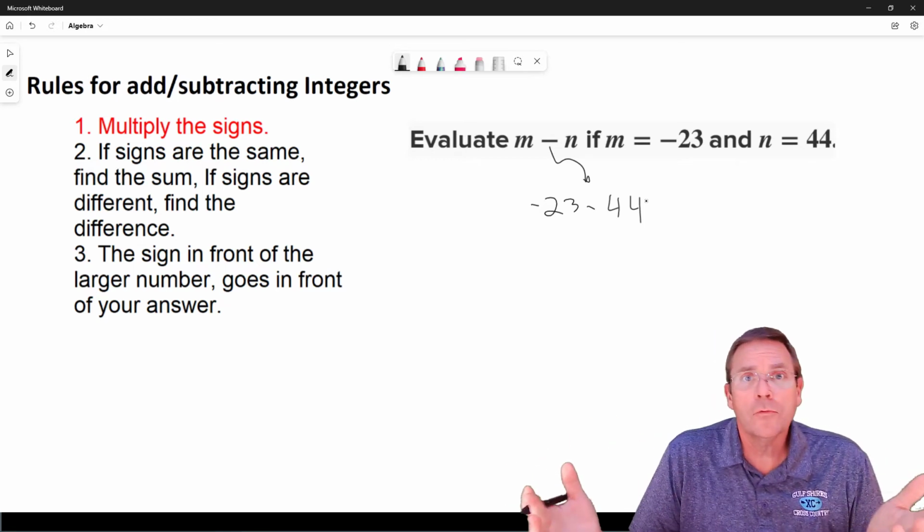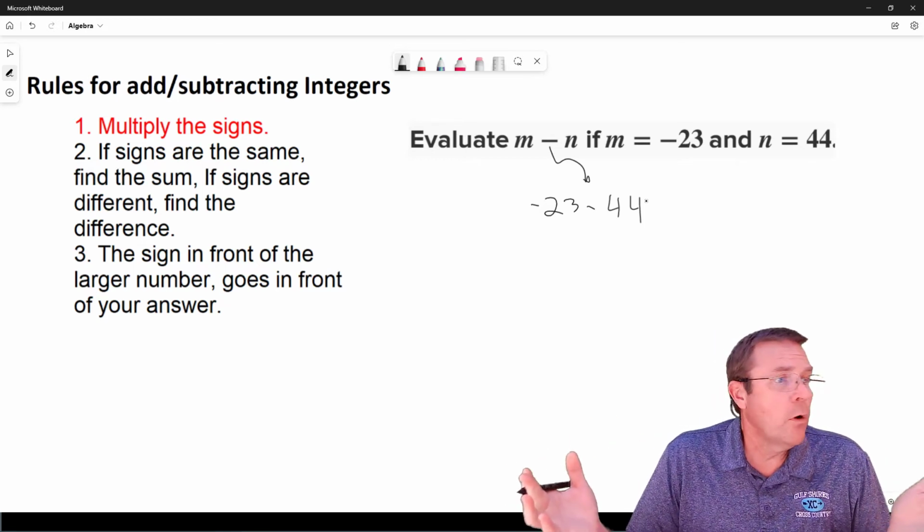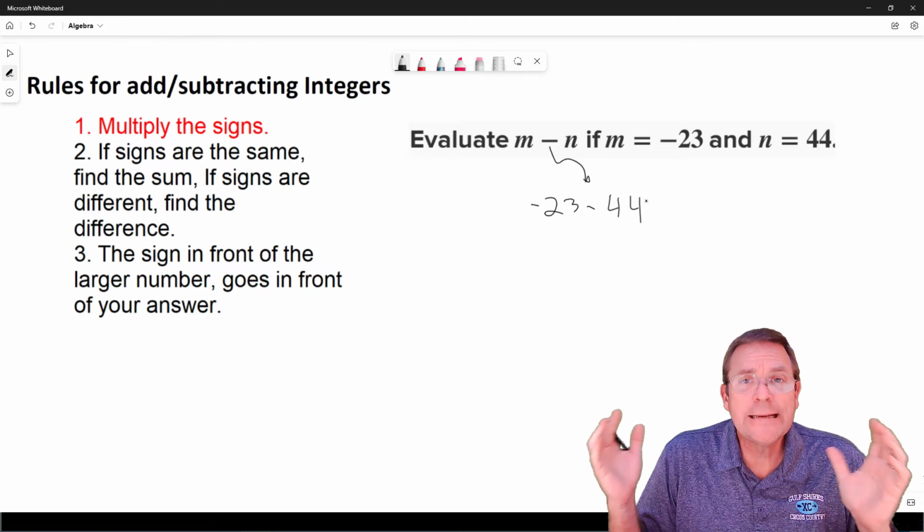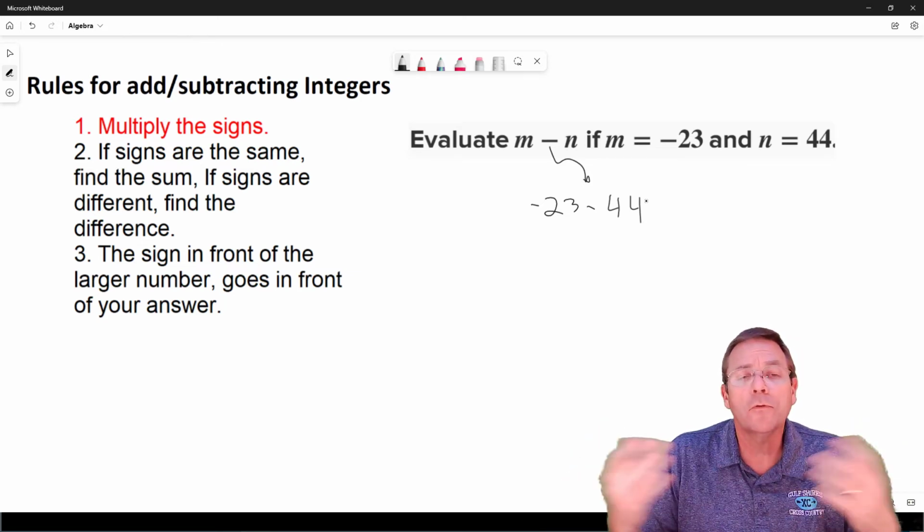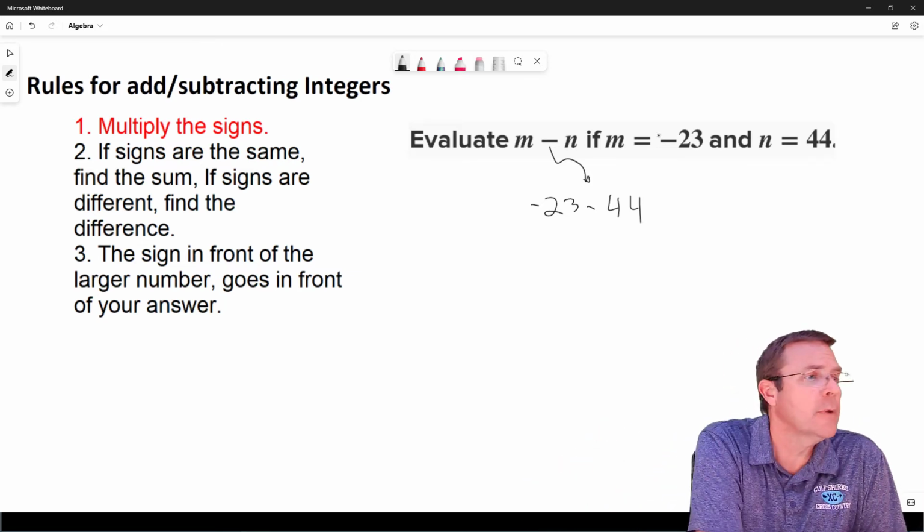Now we're not going to go stupid like the textbook did. We already have a pretty problem. We can completely skip step 1. There's no signs to multiply that are side by side.